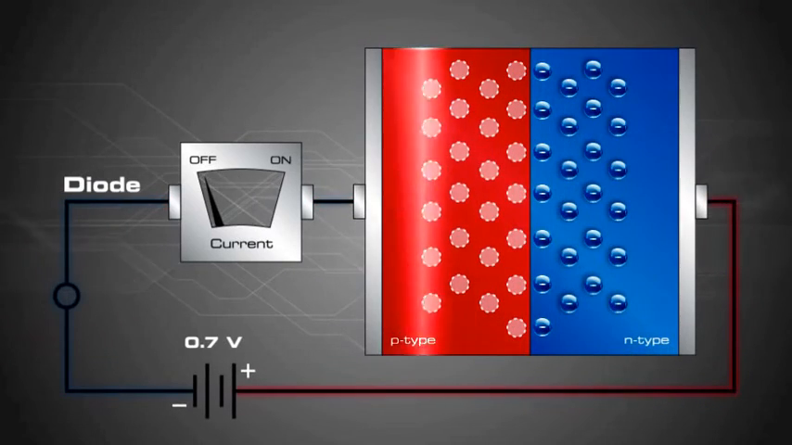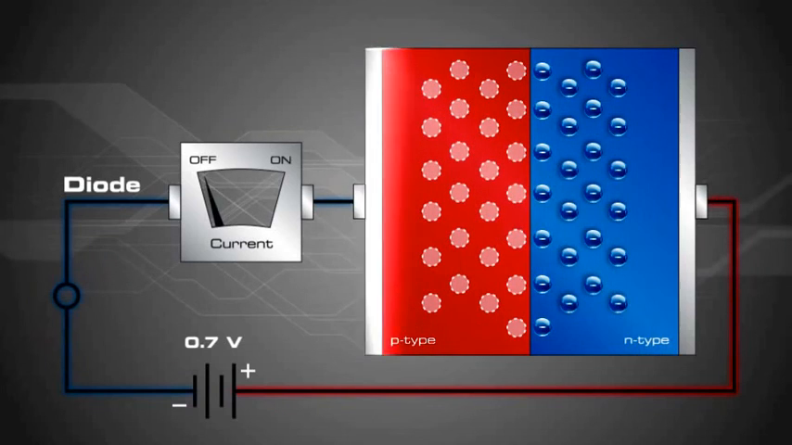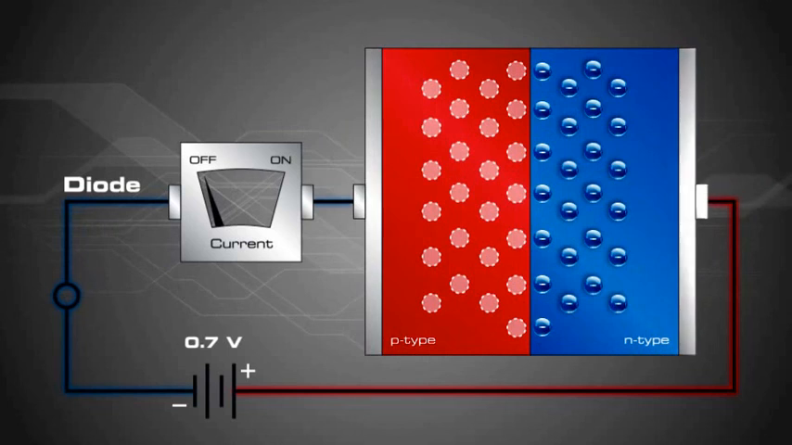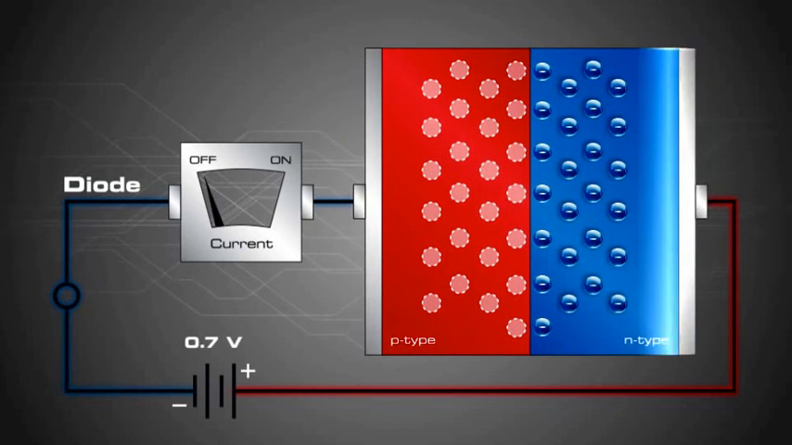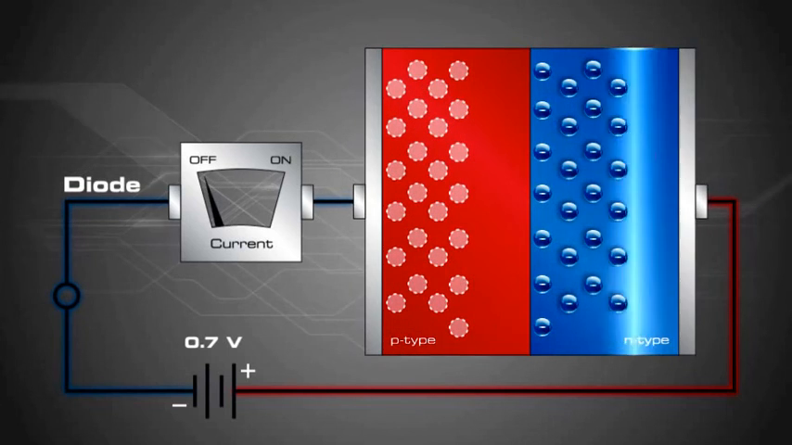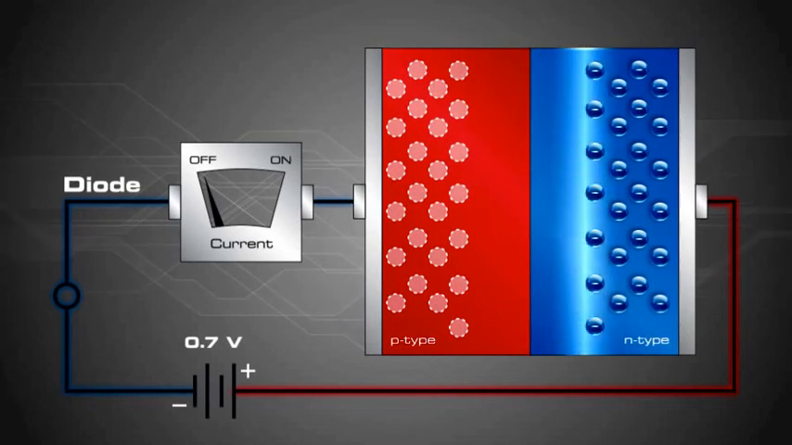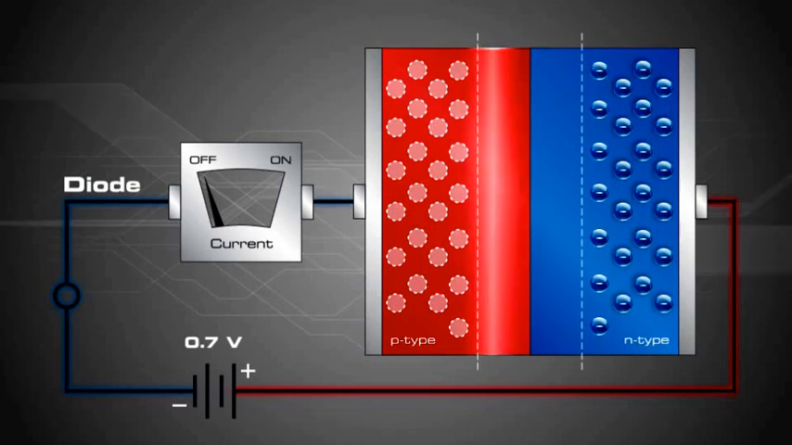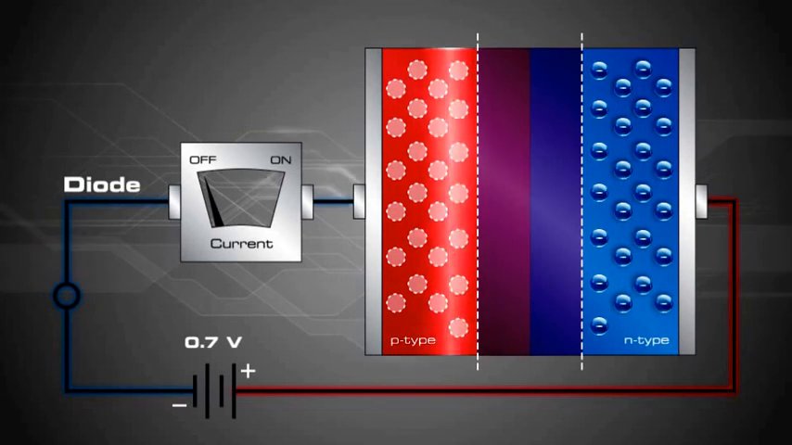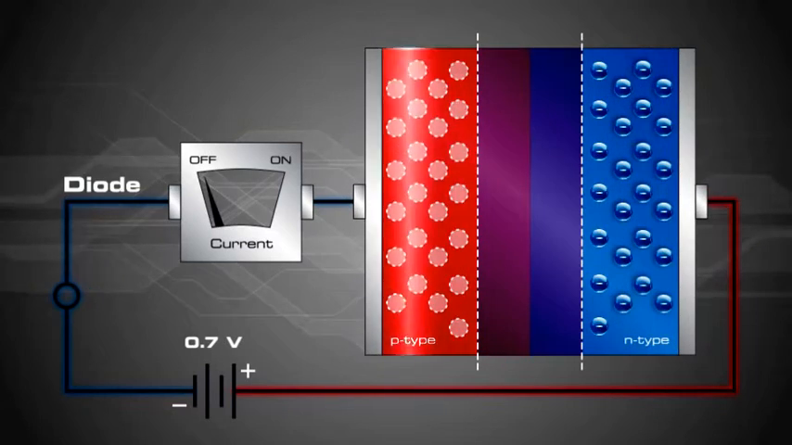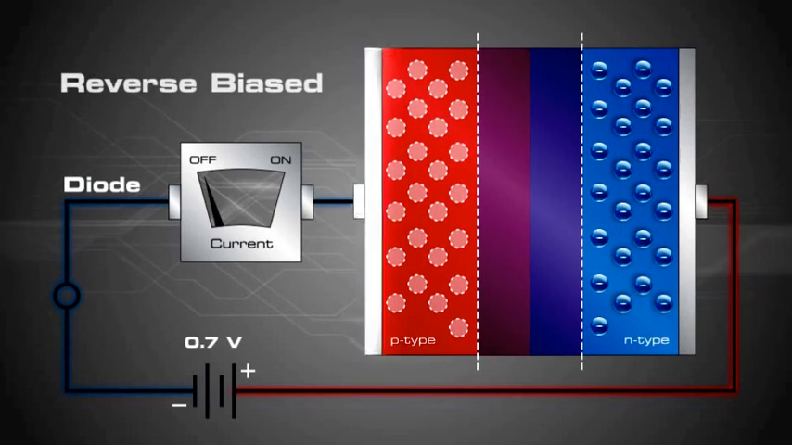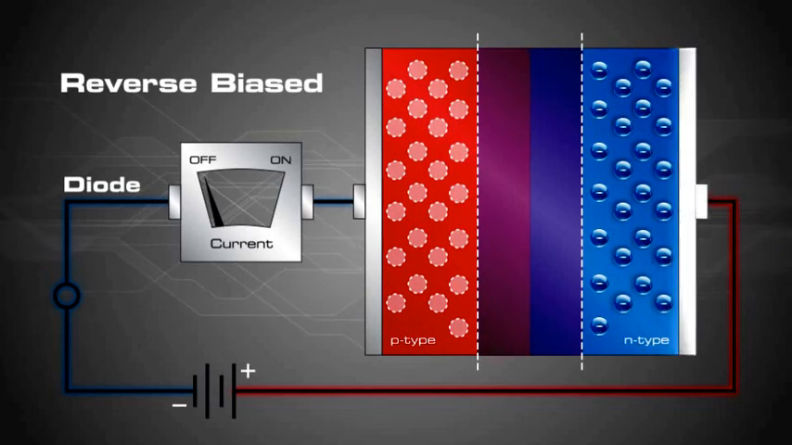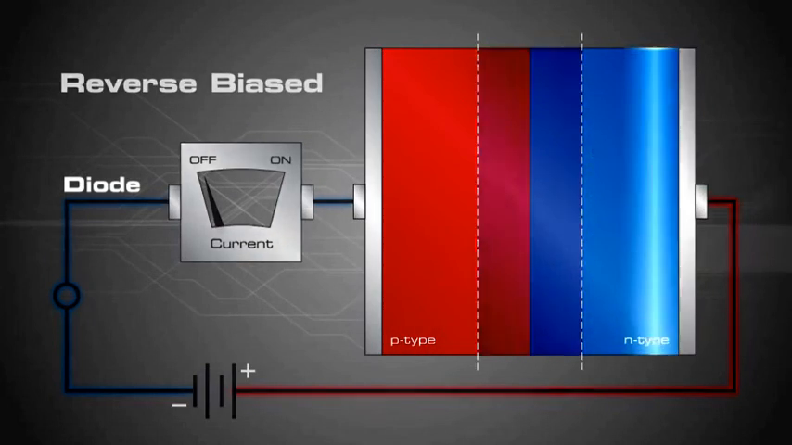In this example, the battery is connected so the negative terminal of the battery connects to the p-type silicon and the positive terminal of the battery connects to the n-type silicon. The negative terminal attracts the positive holes in the p-type silicon and the positive terminal of the battery attracts the free electrons in the n-type silicon. All the charge carriers are pulled away from the PN junction, which essentially creates a larger depletion zone and no current flows. When a diode is arranged this way with a power supply, it is said to be reverse biased.